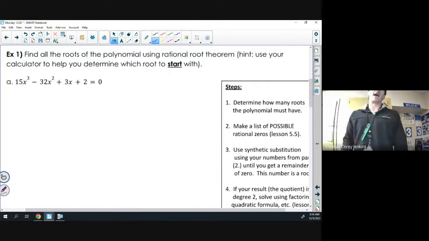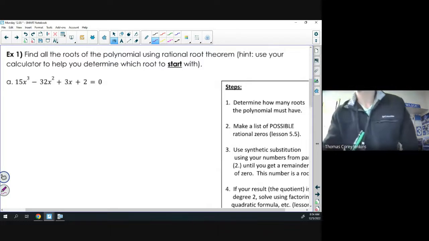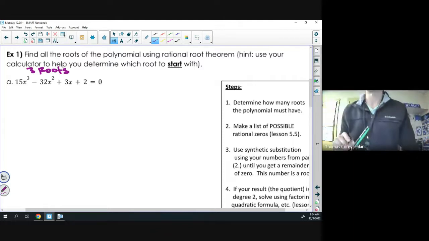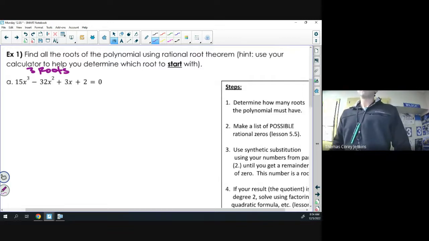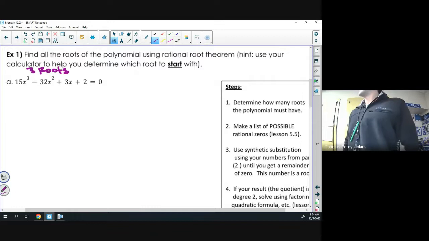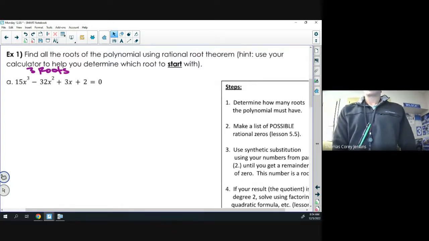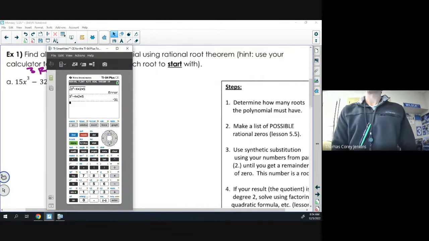Okay. So looking at A, we know right off the bat we should have 3 roots because it's a 3rd degree. I would always look to and think, could I factor this? Could I solve by factoring? There's no GCF at the beginning for all 4 terms. We couldn't really factor by grouping, so probably not. Once you've determined that, then we can go into our process.